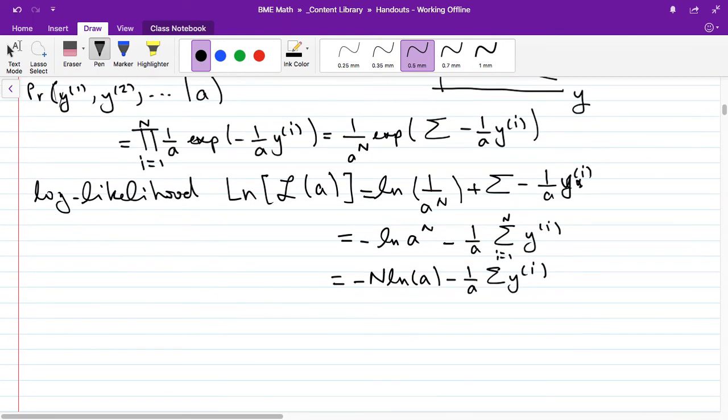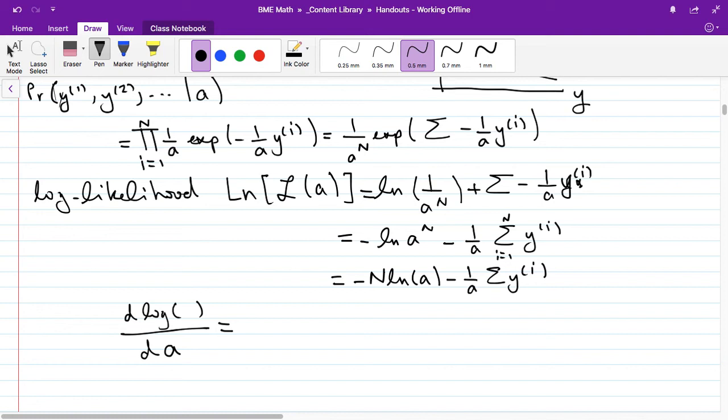So what I want to know is, what is the parameter a that maximizes the likelihood? What that means is that I need to find the derivative of the log with respect to the parameter that I'm looking for, and maximize it. So if I maximize the log likelihood, this derivative will be 0. So what is the derivative here?